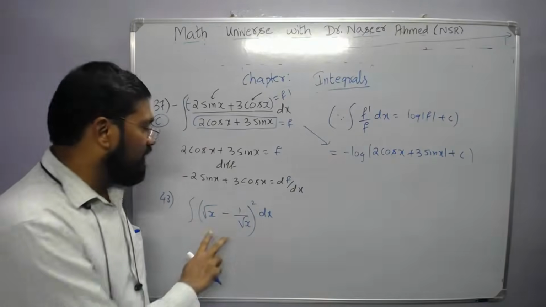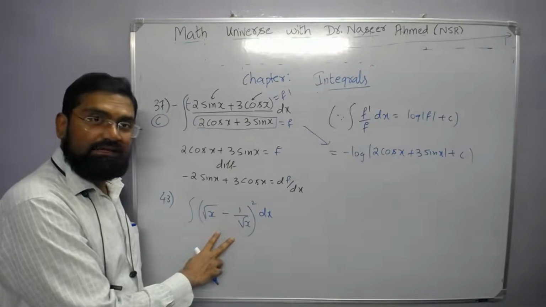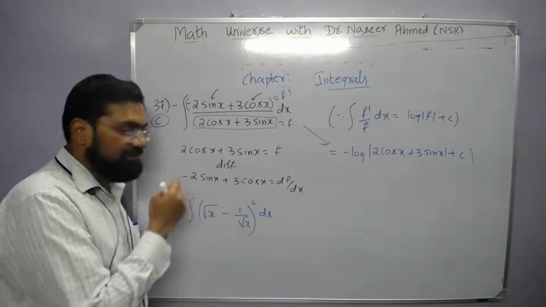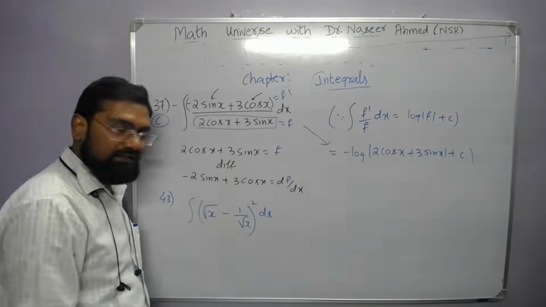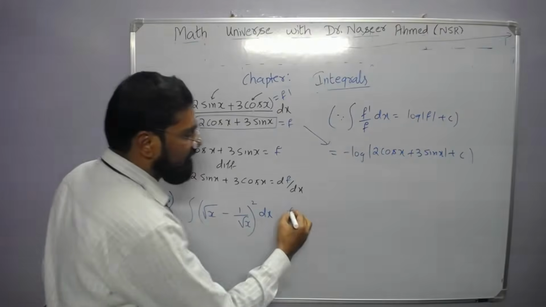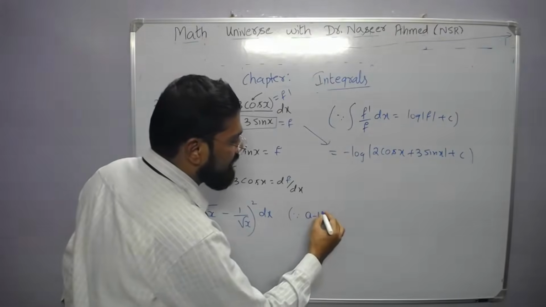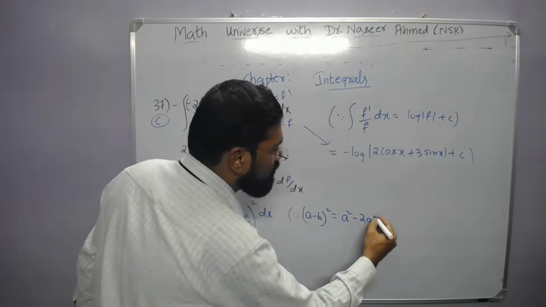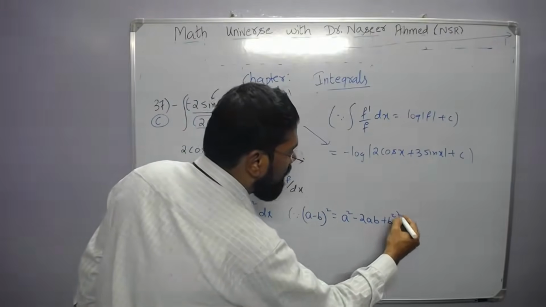Now be careful, you are not going to apply x power n here. Reason, power of x is not linear. If the power is not 1, and we have 2x here. So how to solve, sir? First of all, you are not going to use x power n directly. You can see this as the form a minus b whole square. What is the a minus b whole square formula? A square minus 2ab plus b square.